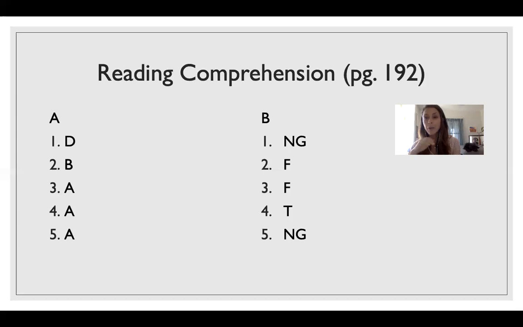Okay, so now we're on B. True or false? Number 1, Lost Horizon is a very popular novel in Bhutan. The answer is not given. We don't know the answer here. They never talked about it. They talked about Lost Horizon, but they did not talk about whether it was actually in Bhutan. It just talks about how the book exists.